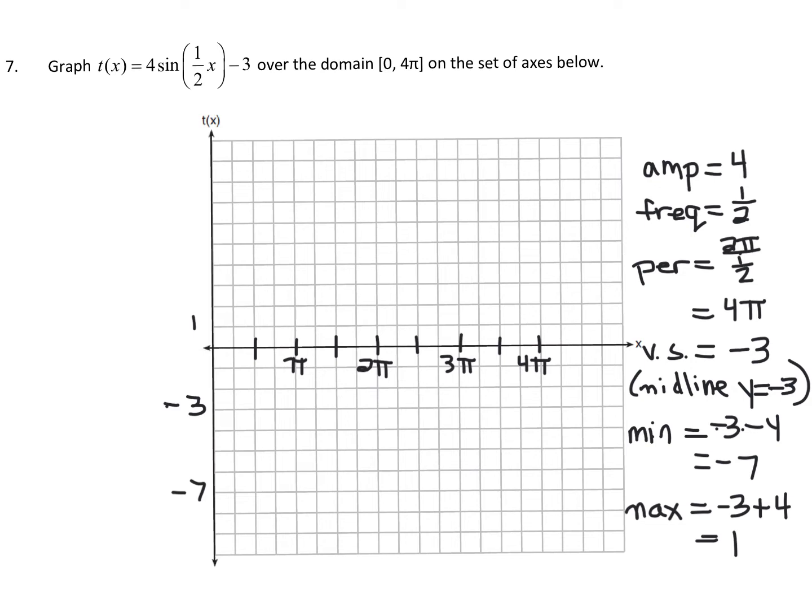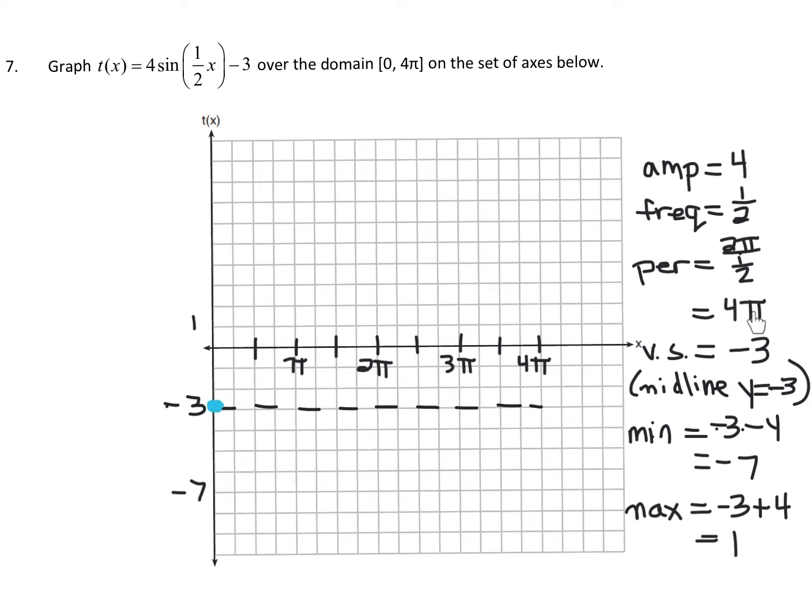Okay, so now we have a sine curve. We know the sine curve starts at the midline. Now what I like to do is at the midline, I like to draw a dotted line because that helps me with where I'm going to put all my in-between points on the graph. So we know that sine starts at the midline, so our curve is going to start right here.